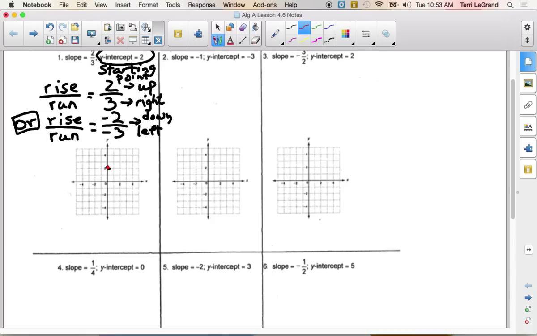So we're going to start here at our starting point, go up 2 and 3 to the right, and plot our point. And then we're going to go back to the other one. Now we're going to use the other one and go back to our starting point. And we're going to say, I can go down 2 and 3 to the left. And hopefully, our points will line up in a linear pattern.